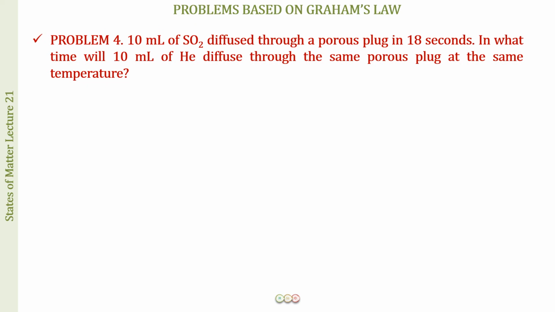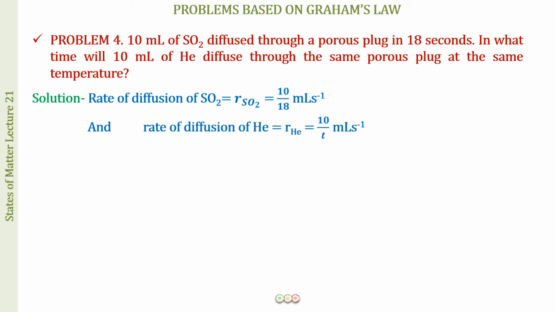The next question we have is: 10 ml of sulfur dioxide diffused through a porous plug in 18 seconds. In what time will 10 ml of helium diffuse through the same porous plug at the same temperature? So again, what is given to us is volume in a given time, which will give us the rate of diffusion. So the rate of diffusion of sulfur dioxide will be 10 by 18 ml per second, and for the rate of diffusion of helium, the volume is given and we have to find out the time. So that will be 10 by T.